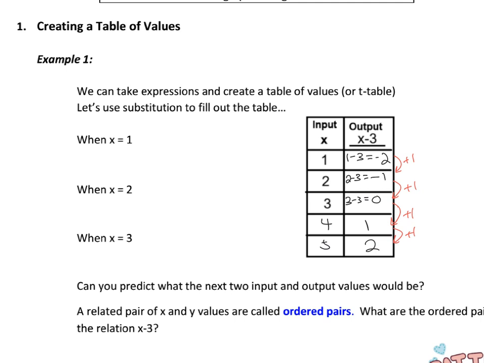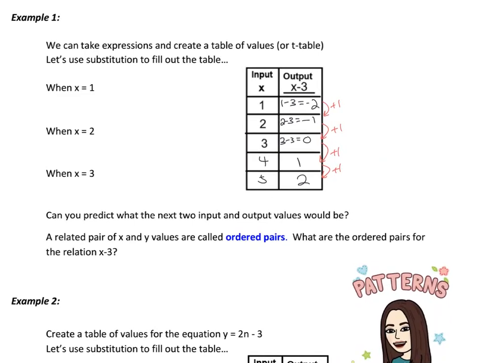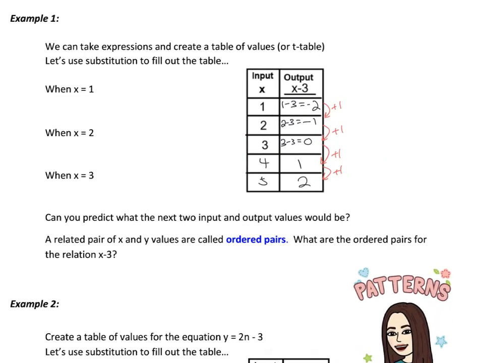Okay, so to predict, you're just looking at what is happening to my output values as input value increases by 1. Right? When we have a related pair of x and y values, we call them ordered pairs. Okay, so for this relation, the ordered pair that we have is, for the first one, when x is 1, the output is negative 2, so that's one ordered pair. When x is 2, the output is negative 1, 3 and 0, 4 and 1.